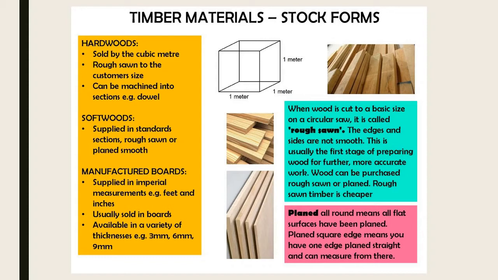And then manufactured boards. So these are supplied typically in imperial measurements, so feet and inches, and they come as boards. So if you buy a sheet of MDF, a sheet of plywood, a sheet of hardboard, things like that, you get, say, a 6x4 foot sheet, for example. And they come in a variety of thicknesses depending on what you want.